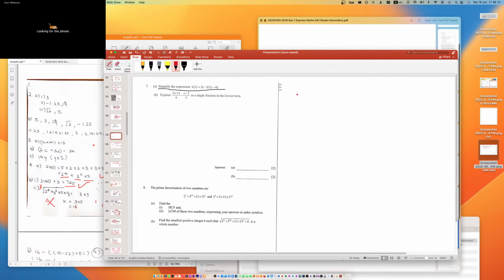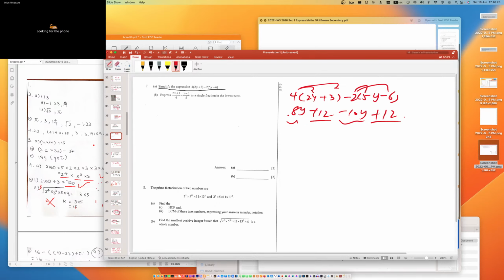So for this, you just have to have this. Open the bracket first. Okay? 8y plus 12 minus 10y plus 12. Okay? Underline similar terms. So minus 10 minus 2y plus 24.